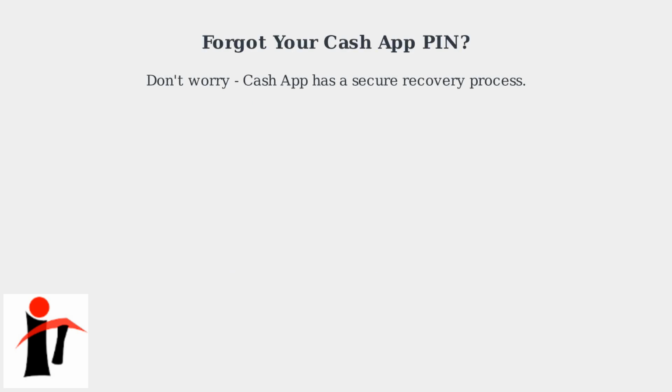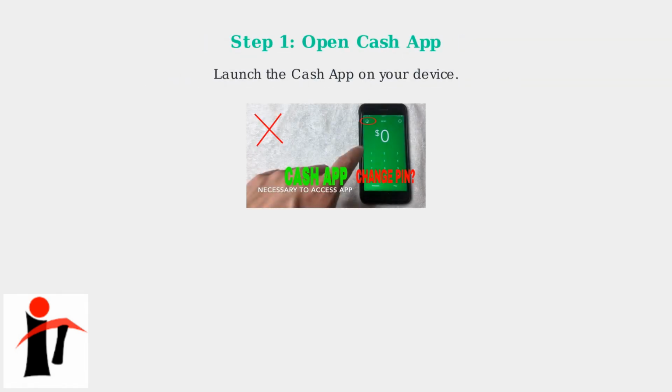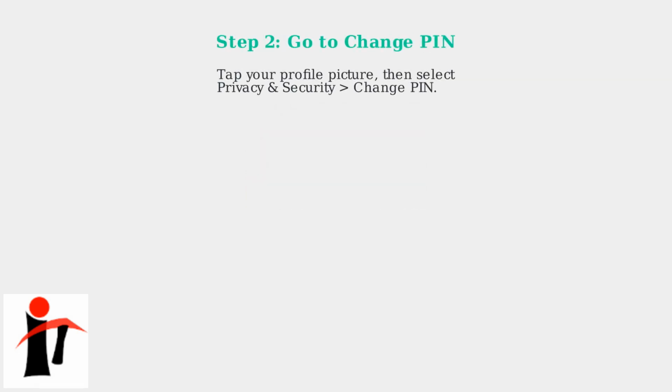If you forget your Cash App PIN, don't panic. Cash App provides a secure recovery process to help you regain access to your account. First, open the Cash App on your smartphone or device. You'll need to access the app to begin the recovery process. Next, tap your profile picture in the bottom right corner. Then, navigate to Privacy and Security and choose the Change PIN option. This will start the recovery process.